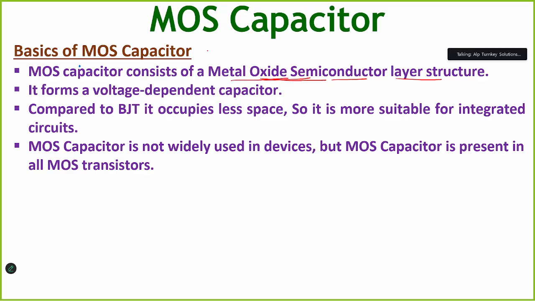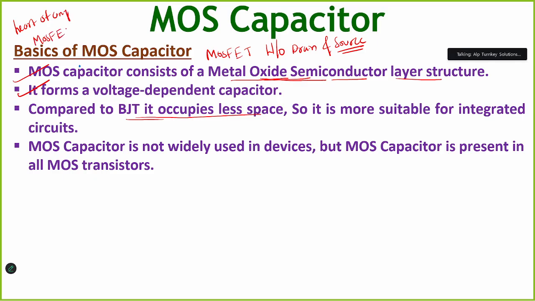In the MOSFET, without drain and source, we call it a MOS capacitor. It forms a voltage dependent capacitor. Compared to BJT, it occupies less space. So we can say that the heart of any MOSFET or CMOS is the MOS capacitor.